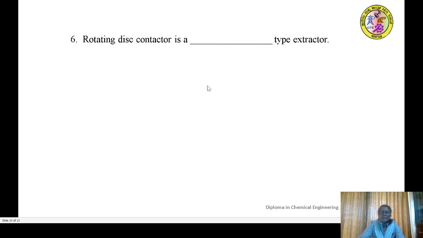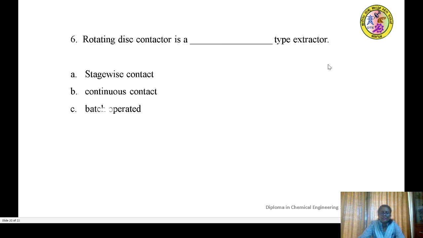Rotating disc contactor is a dash type extractor. Is it a stage-wise contact type extractor? Is it a continuous contact extractor? Is it a batch operated extractor? Is it none of the above options? RDC is a special type of extractor in which continuous contact is established. So it is not a stage-wise contact equipment, and it is not a batch operated one. So the right option is option B.